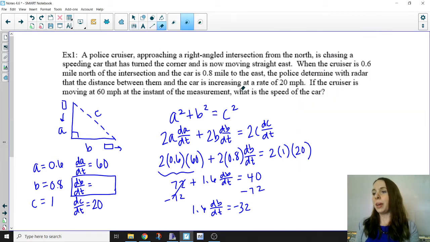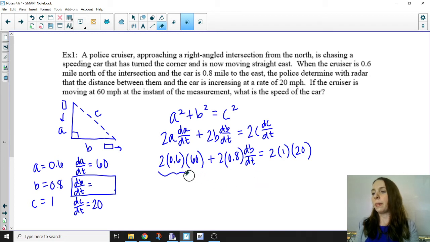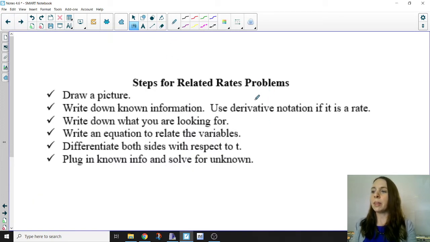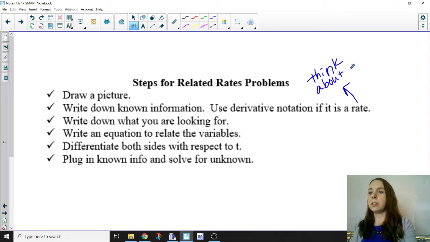So what do we do? Don't be mad at me, but I purposefully misled you because I like for you to see that mistake, to try to remember something that you need to be able to do when setting these problems up. And that is, okay, I don't think I have it written here, but we should put it here. We said use derivative notation if it is a rate, but also you should think about the sign for every rate. Think about signs, we'll say.